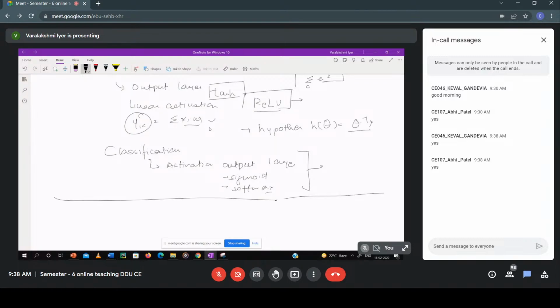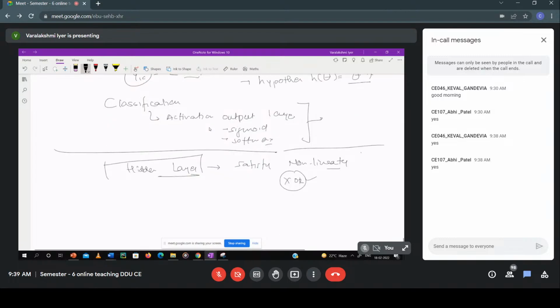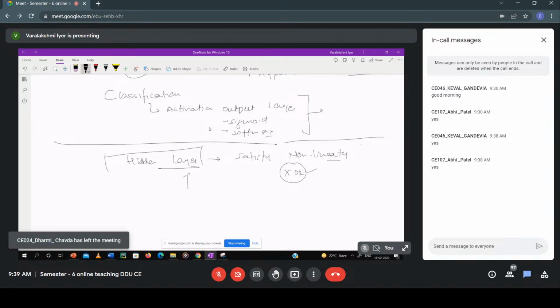Now let us talk about the hidden layer. We have introduced hidden layers in our multi-layer perceptron in order to solve the non-linearity problem, the non-linearity problem that we were facing in the case of a single layer perceptron. We were not able to solve the XOR problem using a single layer perceptron. That's why we introduced a multi-layer perceptron with hidden layers included, specifically to learn the non-linearity and solve those problems which contain non-linearity in the data set.